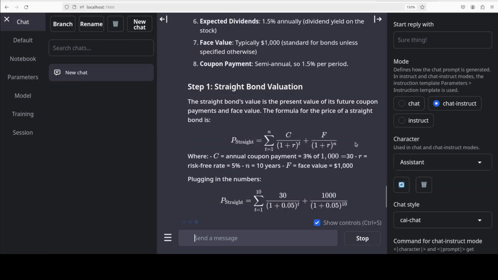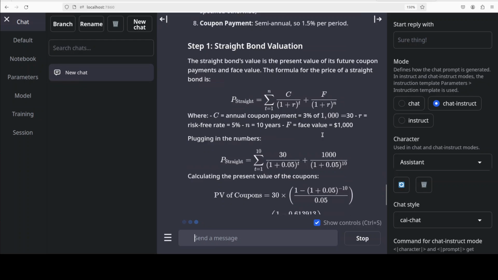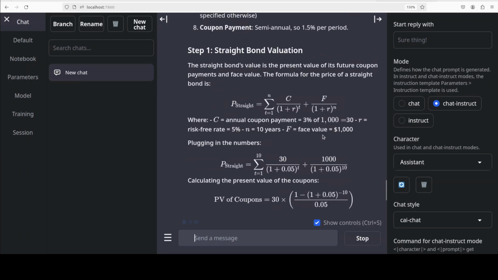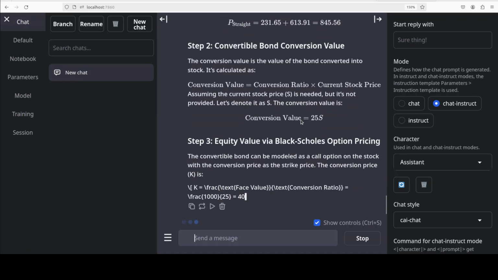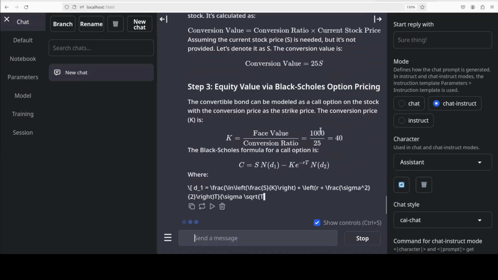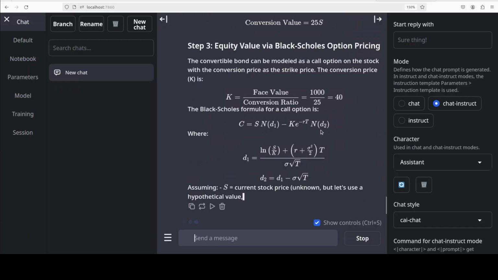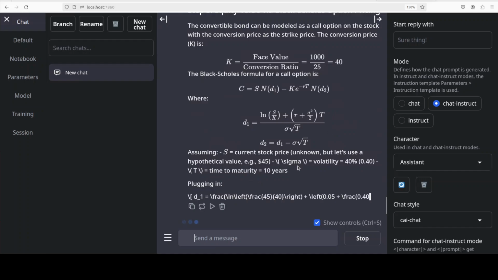It has given us a formula which is quite correct, and it is explaining that formula, and then it is talking about PV of coupons. It is still thinking. Okay, there you go. Very correct answer. I'm actually reading it in real time to make sure it is doing what it is supposed to do. There you go.